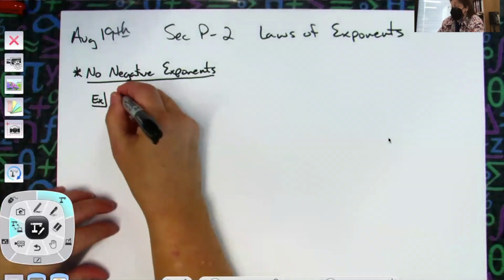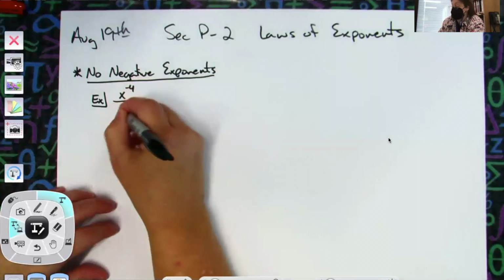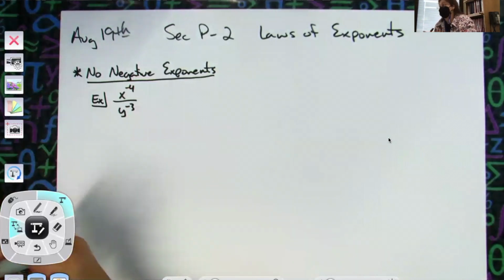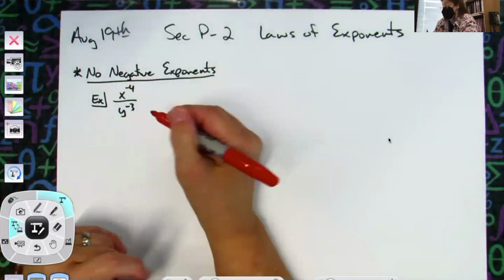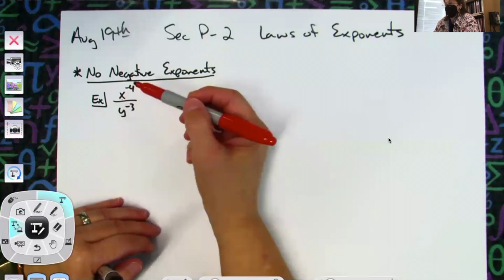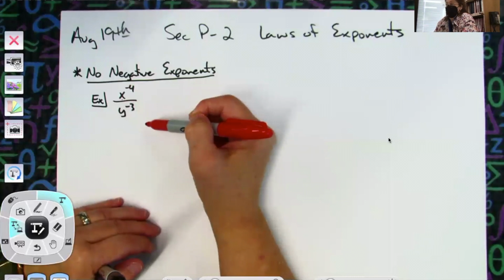However, an easy way to look at this, let's say I had x to the negative 4 over y to the negative 3. I've got a negative exponent in the top, I've got a negative exponent in the bottom. I can't have negative exponents, they're not allowed. The rule that you are taught is a 1 over x to the n rule, but basically what that's saying is you can take a base with a negative exponent that's in the top and move it to the bottom and make it positive.